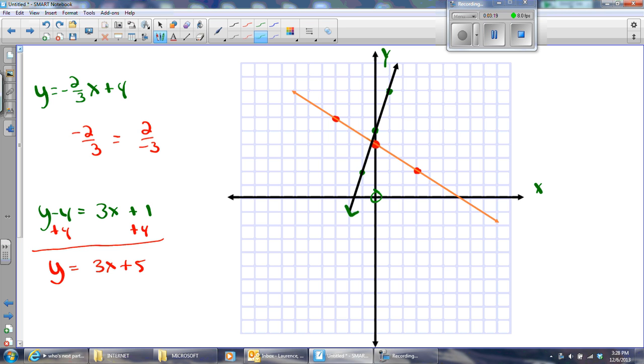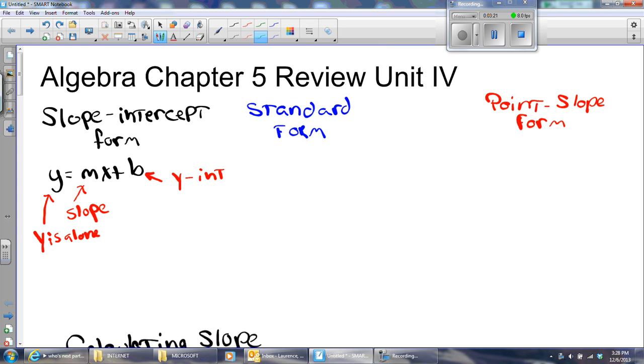Okay, a second form that we had is standard form. And remember, standard form looks like ax plus by equals c. Kind of looks like equals 0. Let me rewrite that. And a has to be positive. That's what a greater than 0 means. A has to be positive.